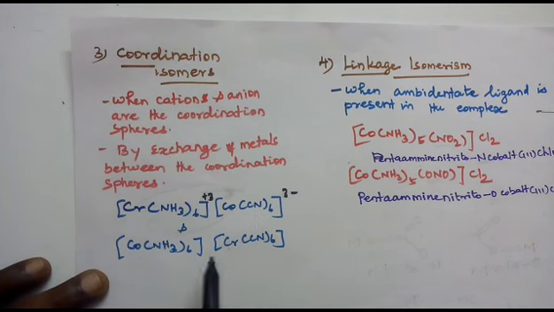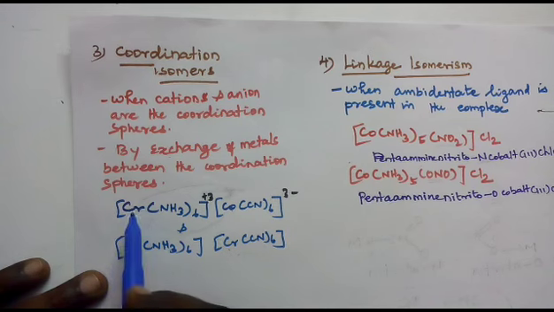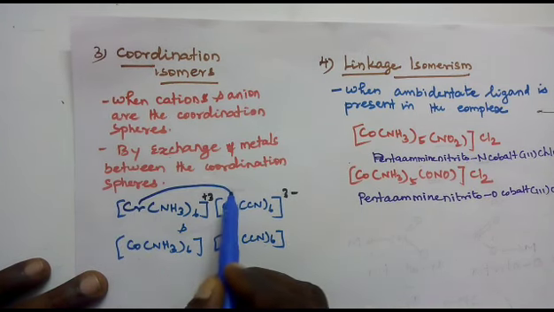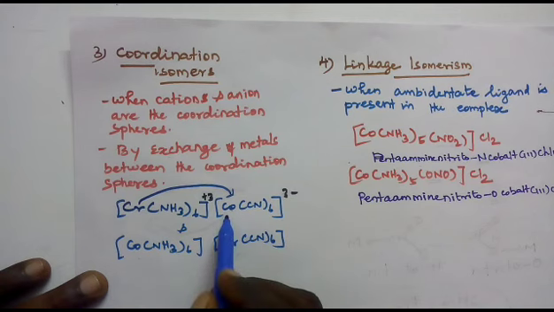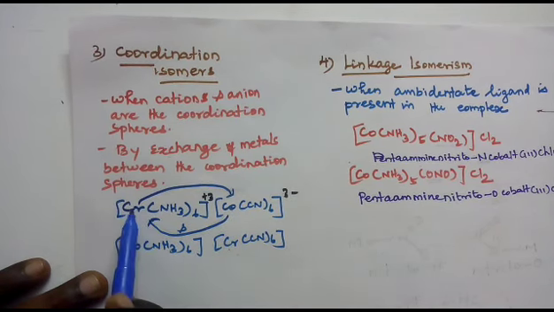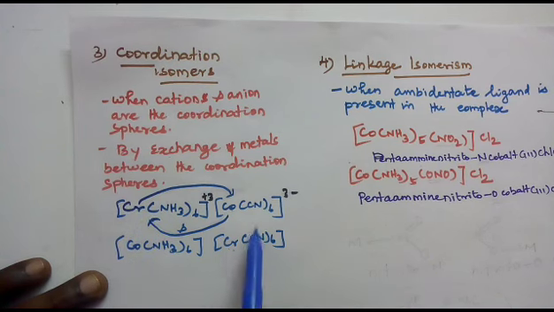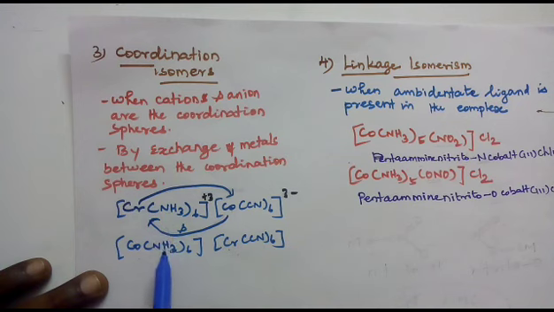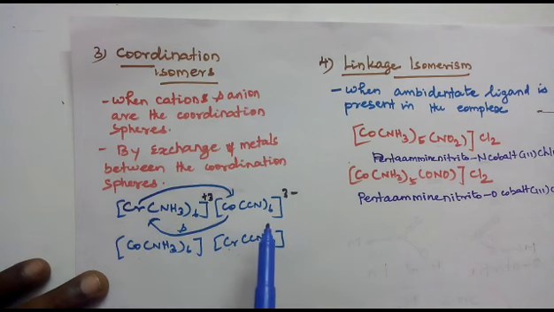What is happening? Look at this. This chromium from this sphere goes to this sphere, and this cobalt from this sphere comes to this sphere. That is why you see chromium comes to this sphere, and all the cyano ligands remain as such, and cobalt comes here and the amines remain as such. So there is exchange of metal from one sphere to the other sphere. That is coordination isomerism.